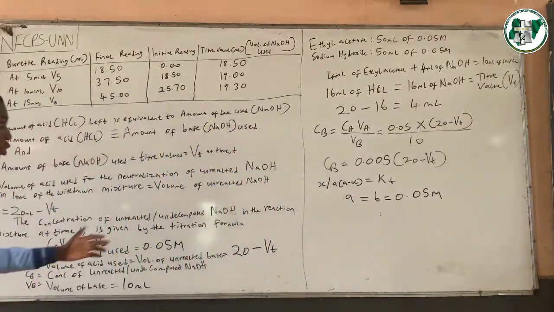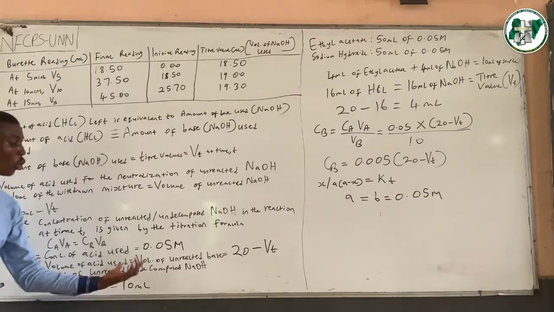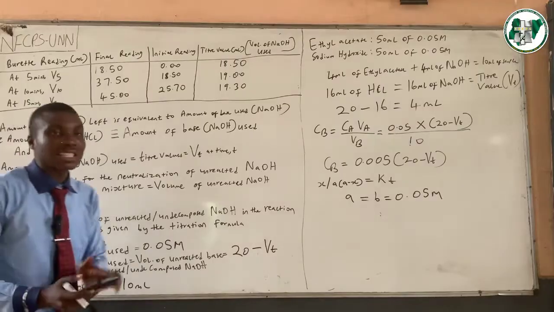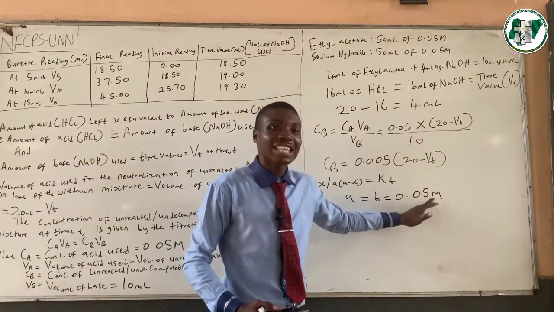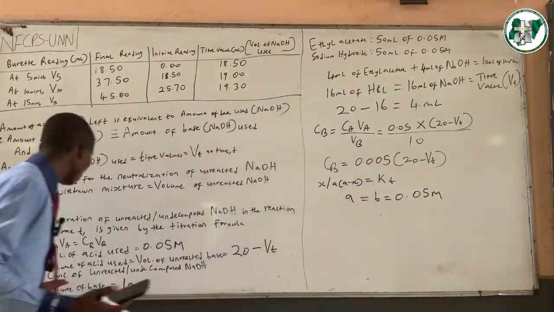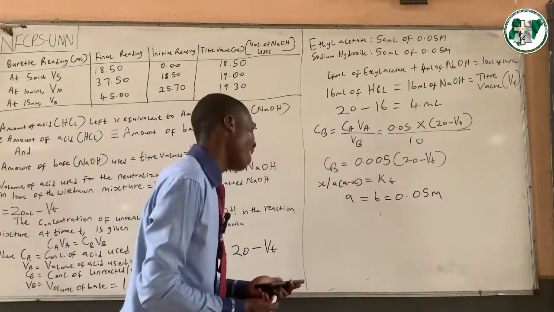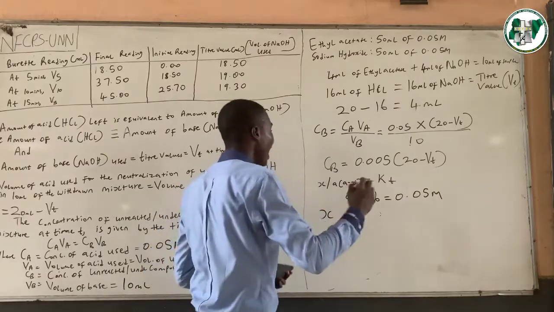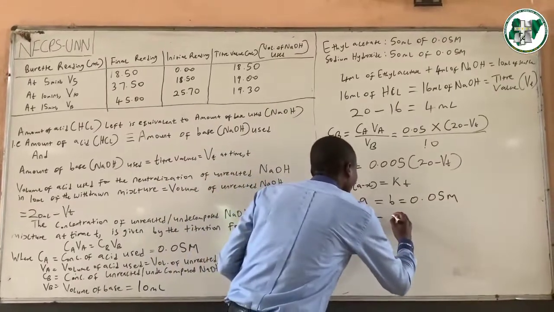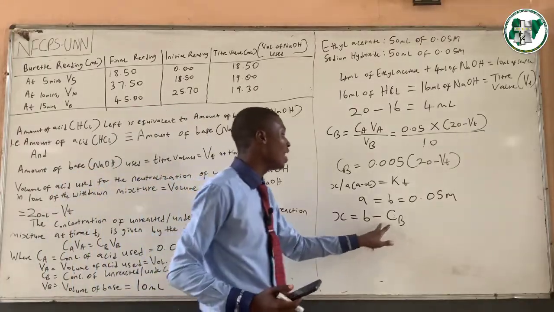Now, based on our equation for Cb, we said that Cb is the concentration of unreacted, undecomposed NaOH, that's sodium hydroxide. At the start, the concentration we're working with is 0.05 molar. If you know this is the original concentration and this is the concentration of the base that has not yet been decomposed, how then do you get the base that has been decomposed? Very simple. The base that has been decomposed, X, is equal to the initial concentration minus the concentration of the one that is yet to be decomposed. That is X equals B minus Cb.